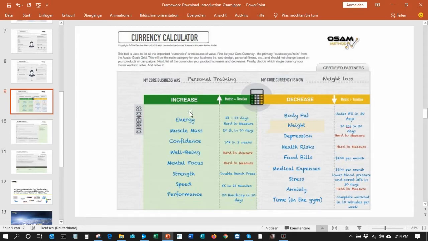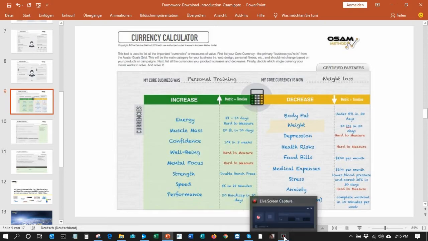So you do this for the areas you increase and the areas you decrease, and you try to fill this in as well as possible. Out of experience, I can say that here too you might do several rounds until you really find the one that is perfect for your niche and for your prospect customer. So, like I said before, take your time.